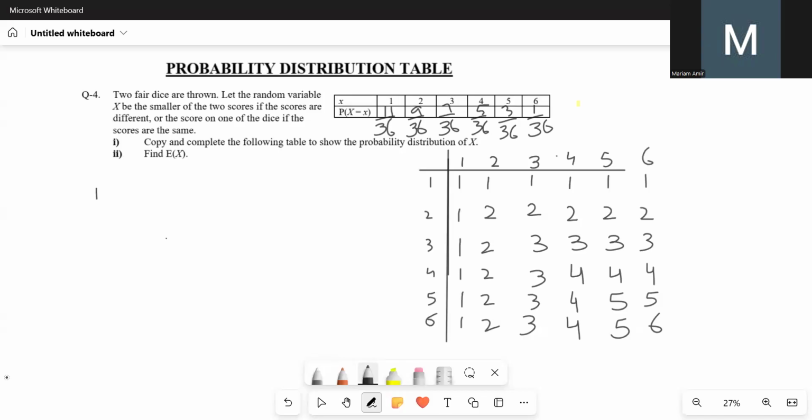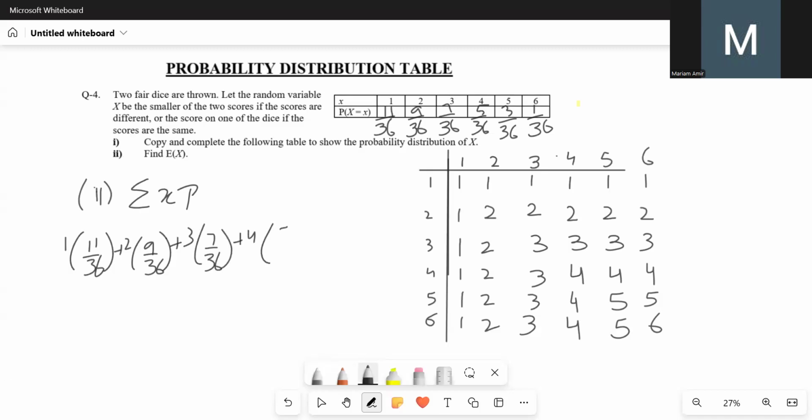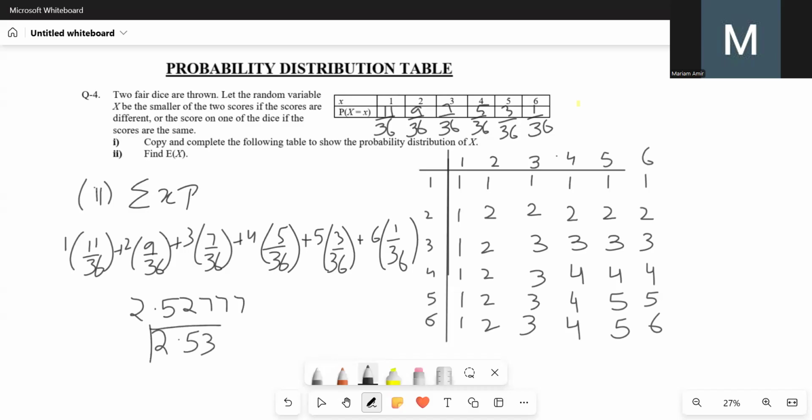Okay, in part 2, we have to find the expected value, which is summation xp. So 1 times 11 by 36 plus 2 times 9 by 36 plus 3 times 7 by 36 plus 4 times 5 by 36 plus 5 times 3 by 36 and plus 6 times 1 by 36. Enter all of this in your calculator and you will get 2.52777 rounds to 2.53.